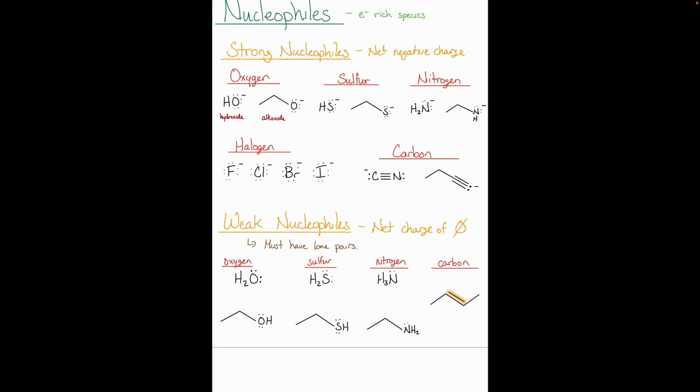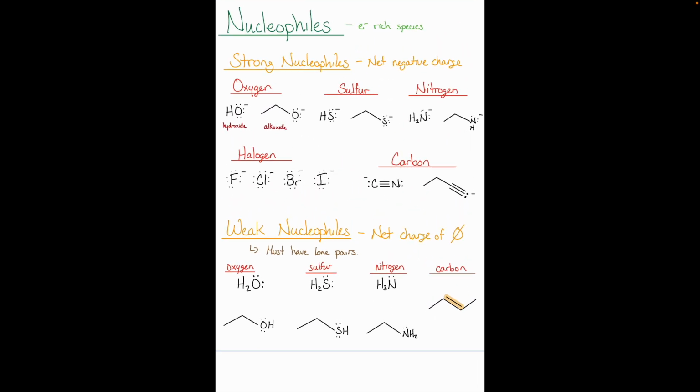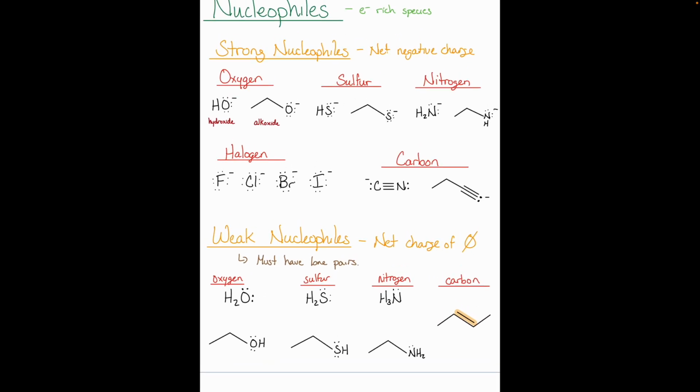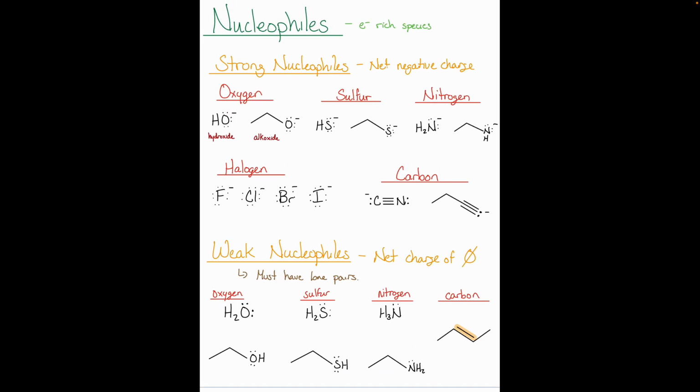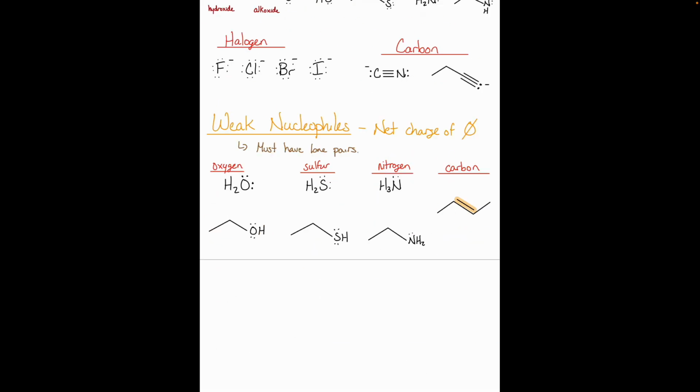Here's our little cheat sheet. By no means exhaustive, but just giving us a head start in terms of being able to identify nucleophiles and electrophiles. Here we have a list of nucleophiles broken down by our strong nucleophiles, those with these net negative charges, and then our weak nucleophiles, those that have this neutral charge but still have these lone pairs, or in this special case, a pi bond that can be donated. Electrophiles are a little bit weirder, a little bit harder to spy. Good news is that there are way fewer of them.